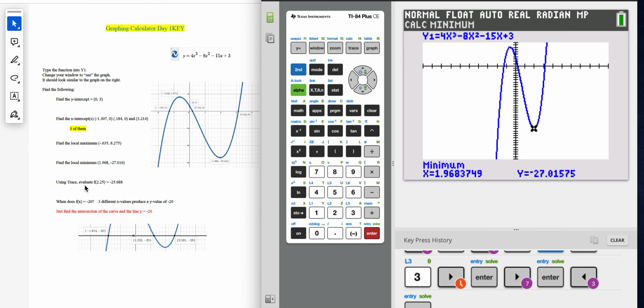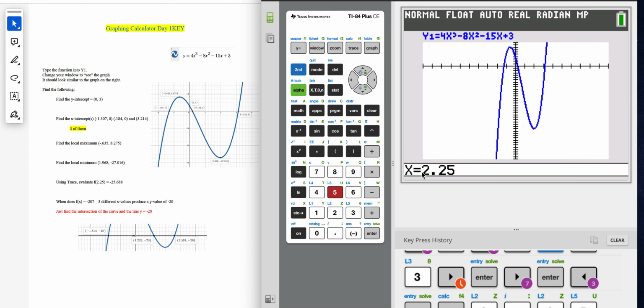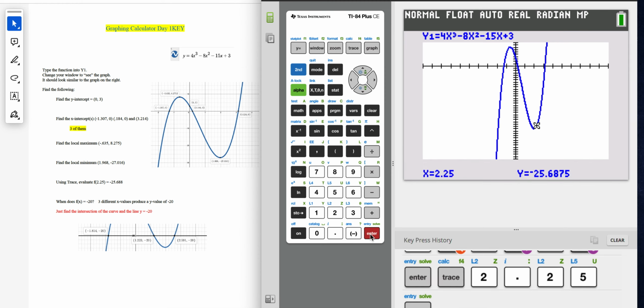Let's say I wanted to evaluate f of 2.25. It's okay, just hit trace and tell it, hey, 2.25. It's gonna take x and plug in 2.25 for x, and you enter, and ba-boom. It tells you exactly what the y value is at that x value.